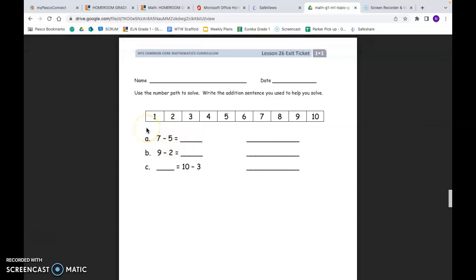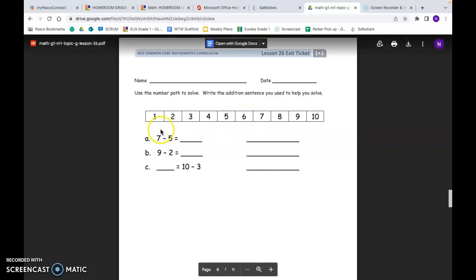Now, friends, you learned in your learning video that it is easier to count on using this number path, okay? So we don't want to start with the whole, right? We want to start with our part. So for this one, you would start at 5 and you would count on to 7 and see how many hops you made, okay? So we want to know what 7 minus 5 equals.